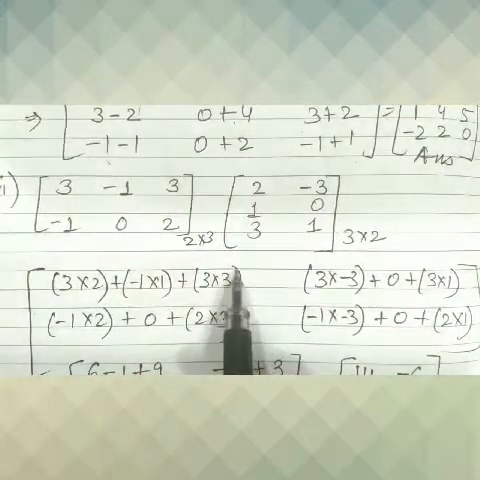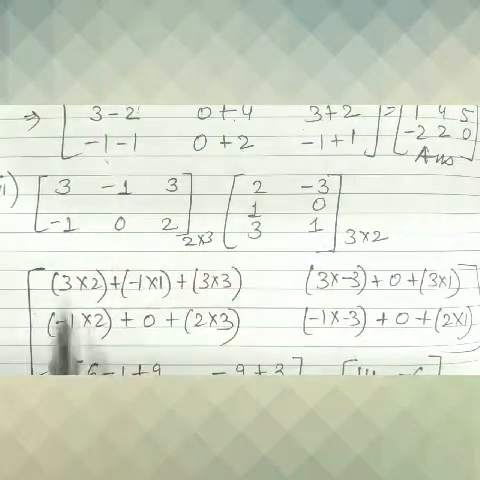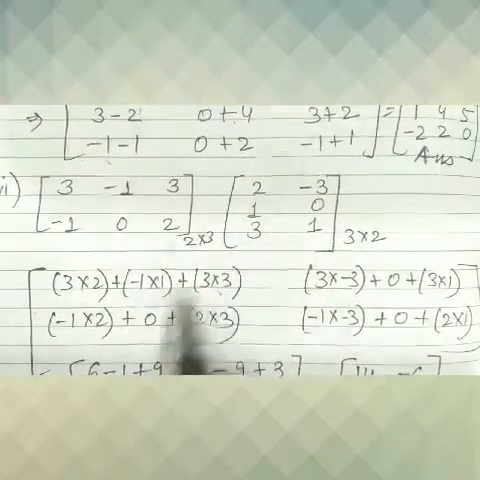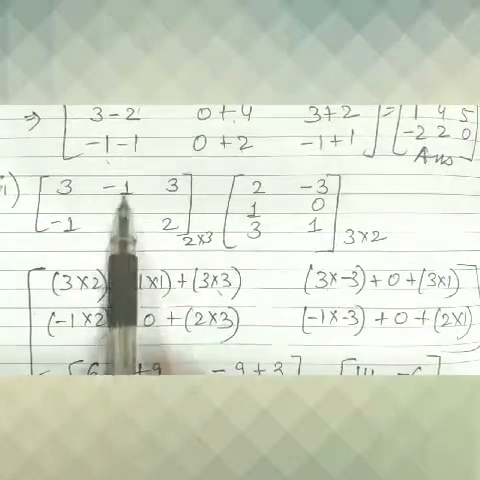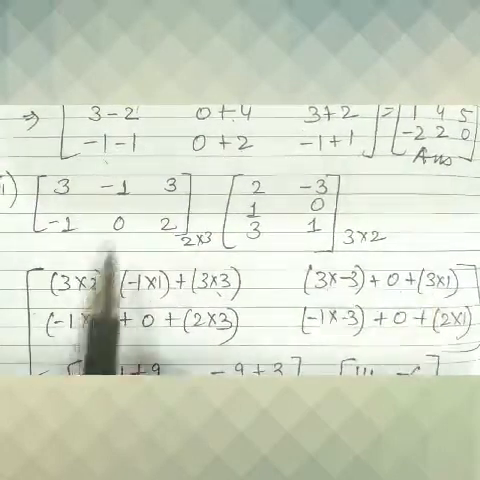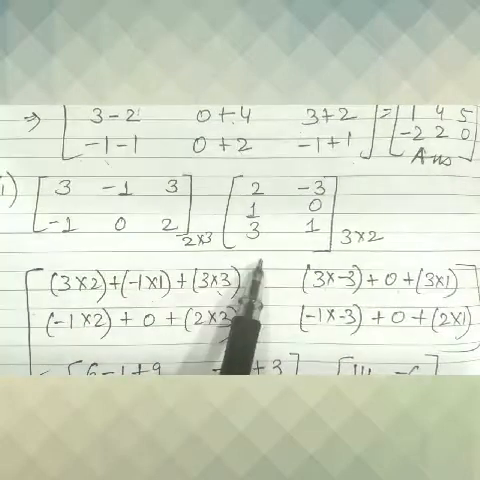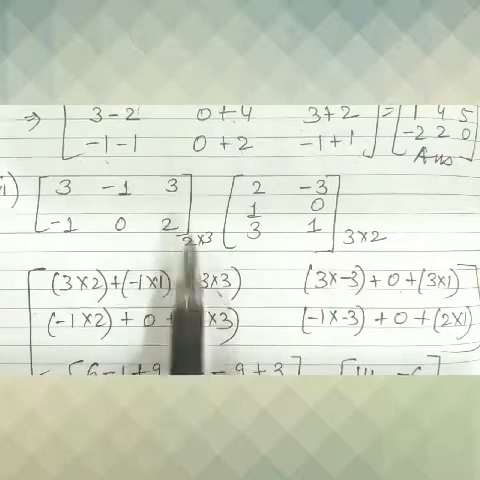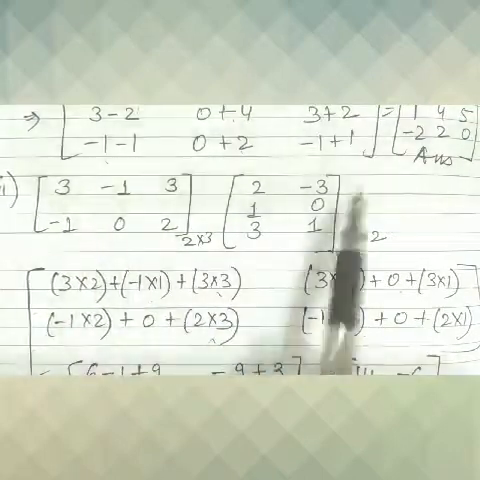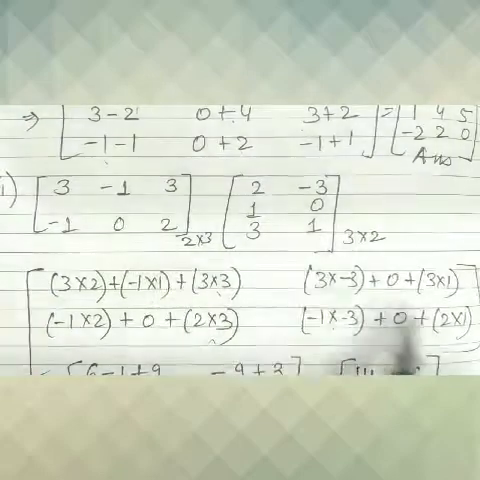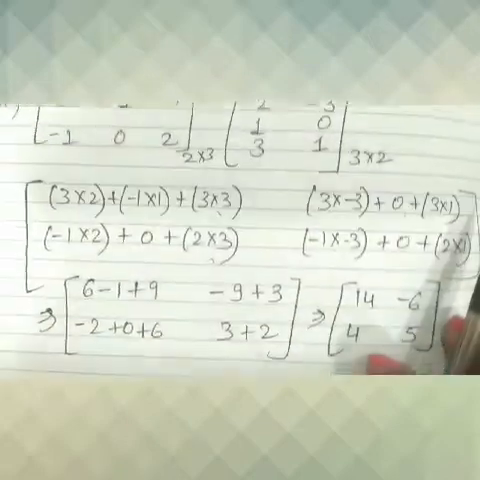First row by first column: 3 into 2, minus 1 into 1, 3 into 3. 3 into minus 3, minus 1 into 0, 0, 3 into 1, 3. Then second row by first column: minus 1 into 2, 0 into 1, 0, 2 into 3. Minus 1 into minus 3, 0 into 0, 2 into 1.